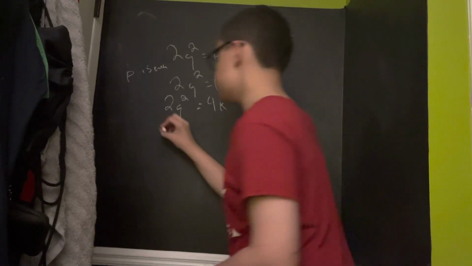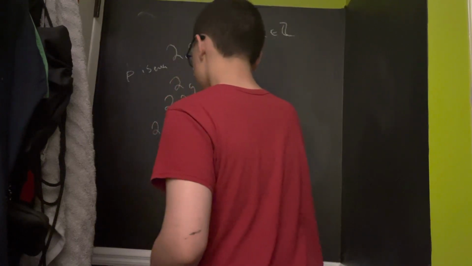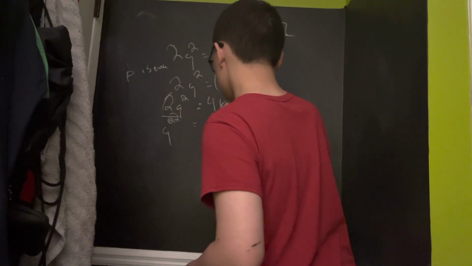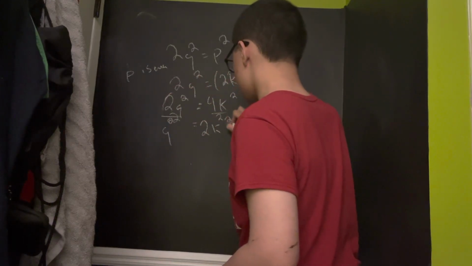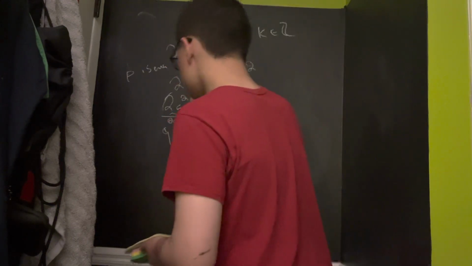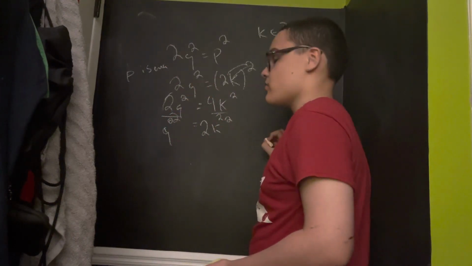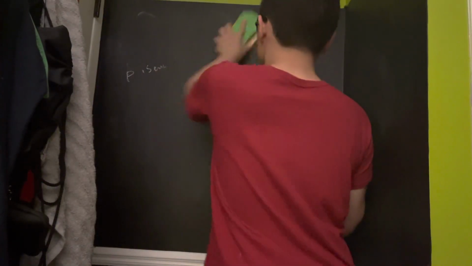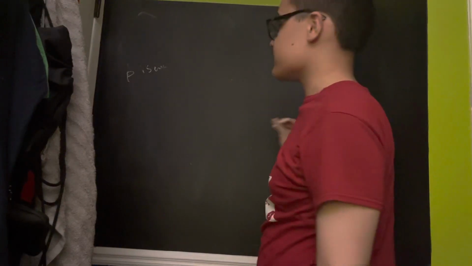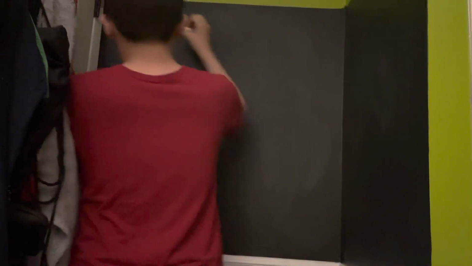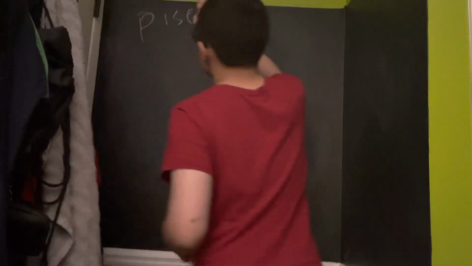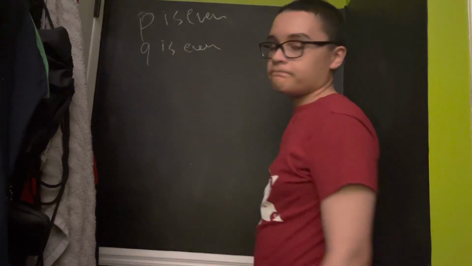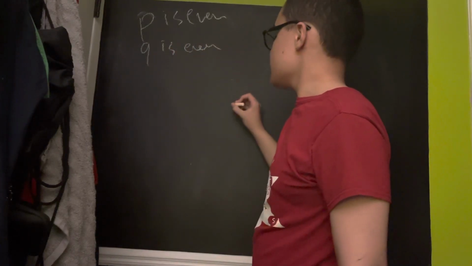And now, this is the point that is quite good, because we can divide both sides by 2 to get rid of that 2. So Q squared is equal to 2 times K squared. Therefore, as I just showed, since Q squared is equal to 2 times some integer, Q is even. So that means we have an even over an even.